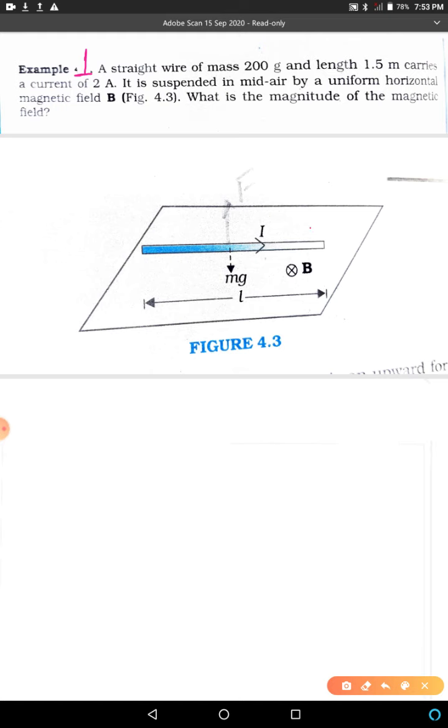You can see the diagram. There is a wire. What is the mass of the wire? That is 200 gram that he has given. It is of length 1.5 meter, so this L is 1.5 meter, and it is carrying a current I of 2 ampere. So it is carrying a current of 2 ampere. So it is suspended in mid-air.